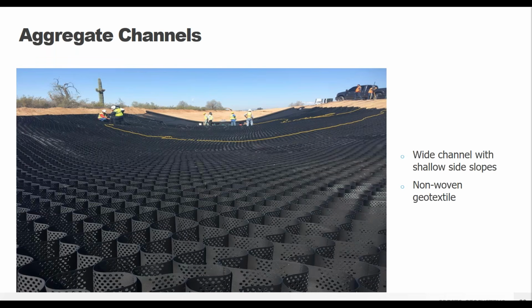So the channel area was cleared of any existing vegetation and then also debris from that 100-year storm. And then the sand subgrade was regraded and compacted into their channel shape. To prevent infill loss, a non-woven geotextile was placed between the sand subgrade and the GEOWEB panels.